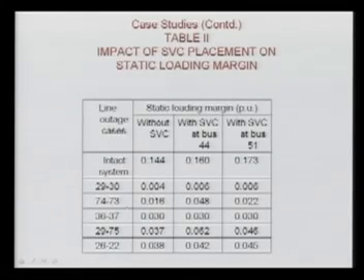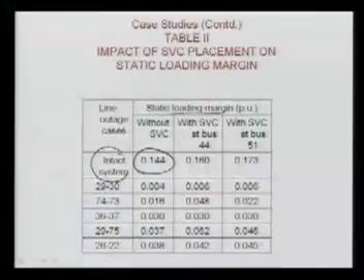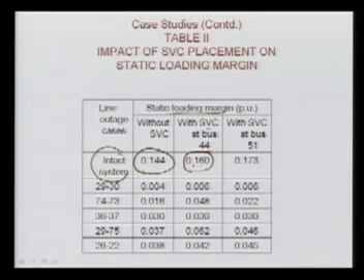After putting the SVC at 44, now you can see how much static loading margin has been obtained. We can see the impact of SVC placement on the static loading margin. For the intact case, meaning the base case with no contingency and no outage, without SVC the static load margin is only 0.144 per unit. Per unit here is 100 MVA. With SVC at 44, we are able to go to 1.60, and if we put it at 51, we get 1.73.